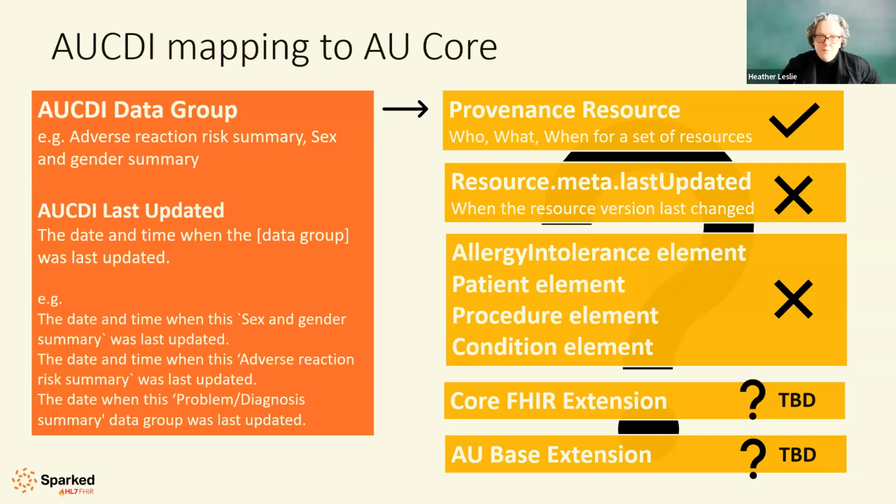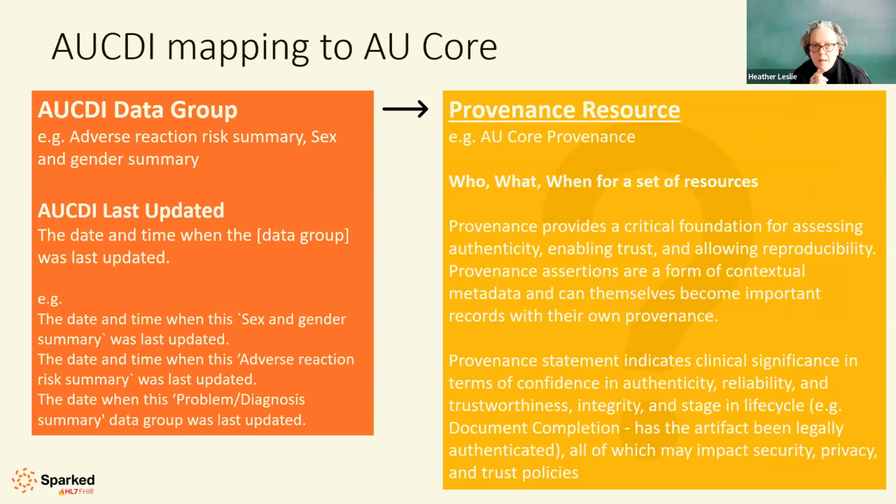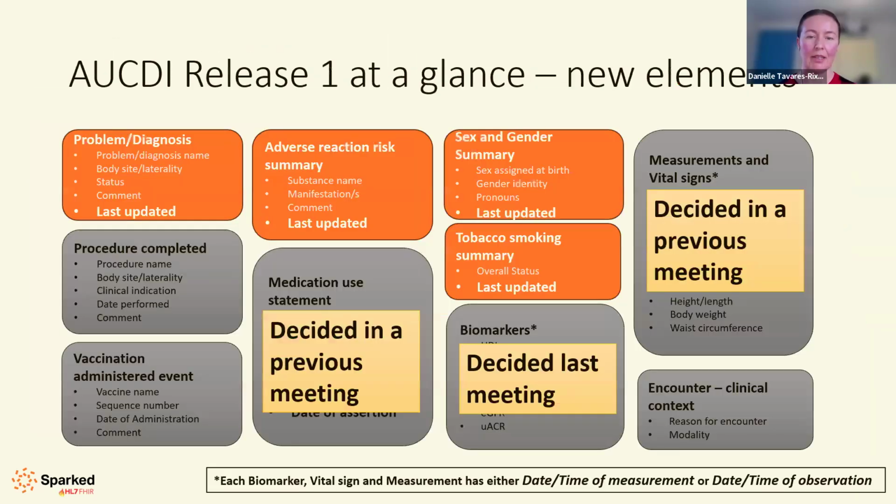Sure. I'm not sure that I've got a lot more to say than I did at the last meeting, but Keith clearly had still some questions. You'll notice that if you go back to the previous slide, the four orange ones that remain, problem diagnosis is actually also a summary, but they are all summary, named as summary data groups.